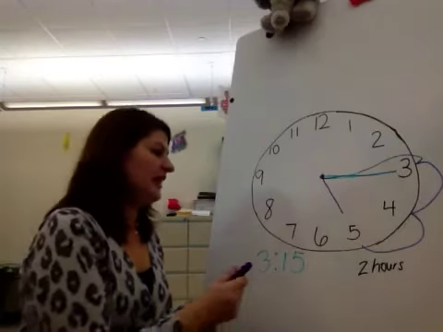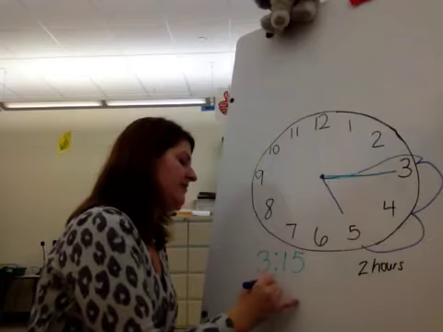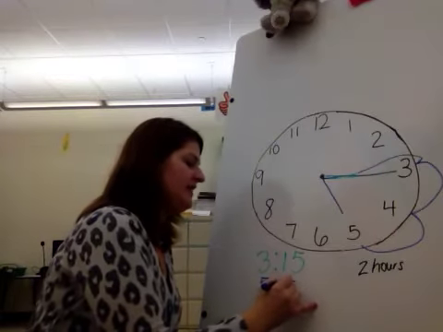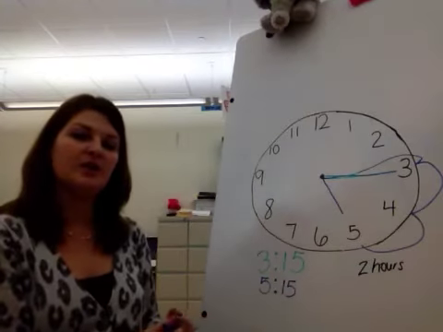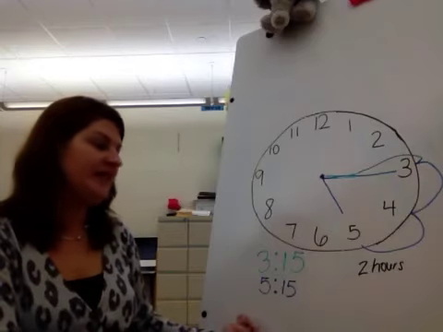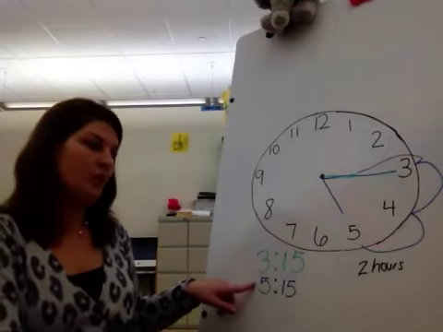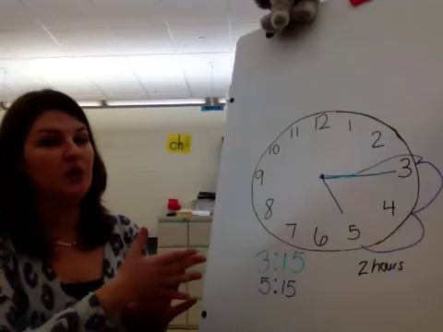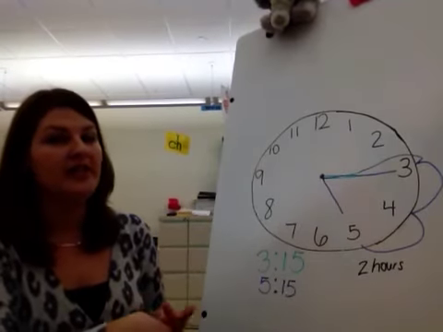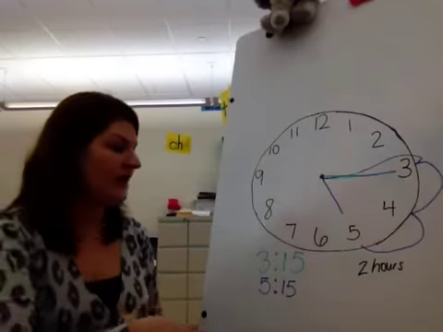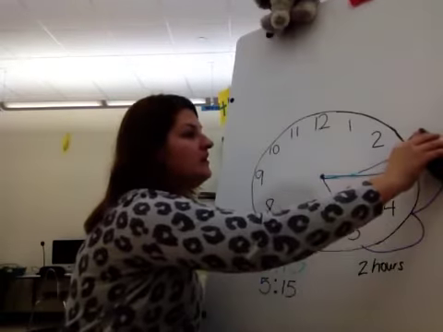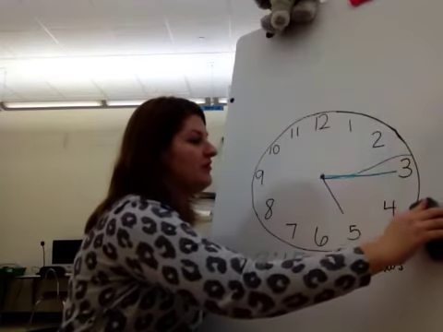So the new time is 5:15. Paul starts practice at 5:15. Remember, when we're doing elapsed time, it is important to pay attention to what the words say. That way we know if we need to move our hour hand or our minute hand. Let's try one more of these.